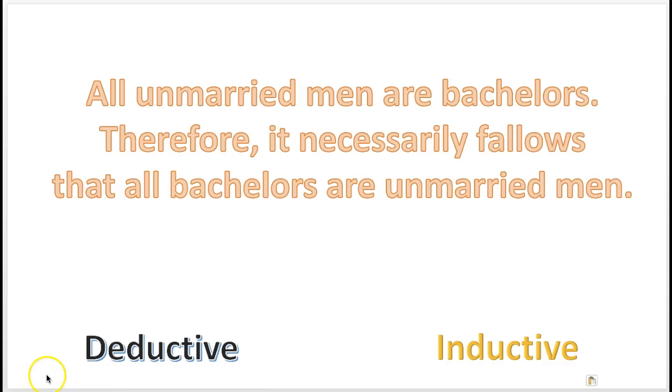Okay, next question. Is this argument a deductive argument or an inductive argument? All unmarried men are bachelors. Therefore, it necessarily follows that all bachelors are unmarried men. Inductive or deductive? The answer is, that's right, it's a deductive argument. Notice the word necessarily in the conclusion. It necessarily follows, shows that it's a deductive argument.